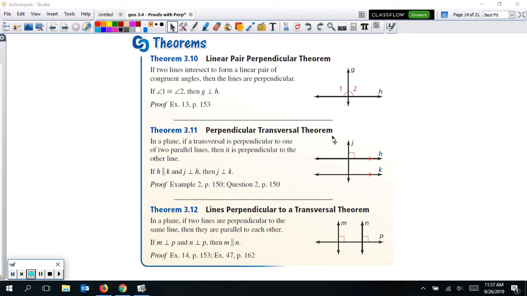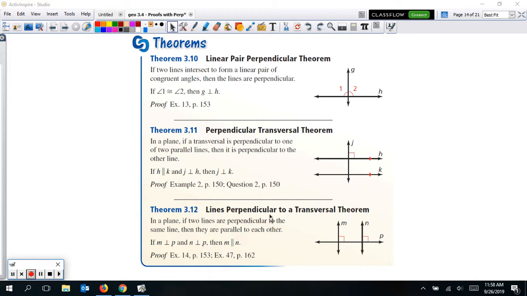Perpendicular transversal theorem. So we know about the transversal. That's where 2 lines are cut by a transversal. So J would be our transversal here. H and K are your parallel lines. So in a plane, if a transversal is perpendicular to one of 2 parallel lines, what this is showing here, J is showing that it's perpendicular to H, then it's also perpendicular to the other line. So we can conclude that J is also perpendicular to K as well. So if the lines are parallel and J is perpendicular to H, remember this is the perpendicular symbol, then J is also perpendicular to K.